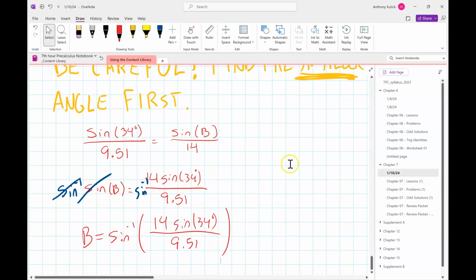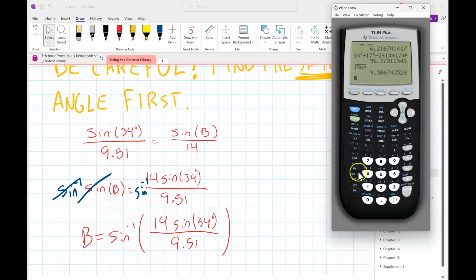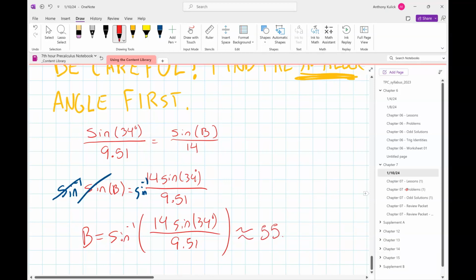And now it's calculator time. So second, sine inverse, and then alpha y equals, to get my fraction command, 14 times sine 34. And then I'm going to just use my ans command to grab that 9.51 and press enter. So I get about 55.44 degrees. Everybody good there?